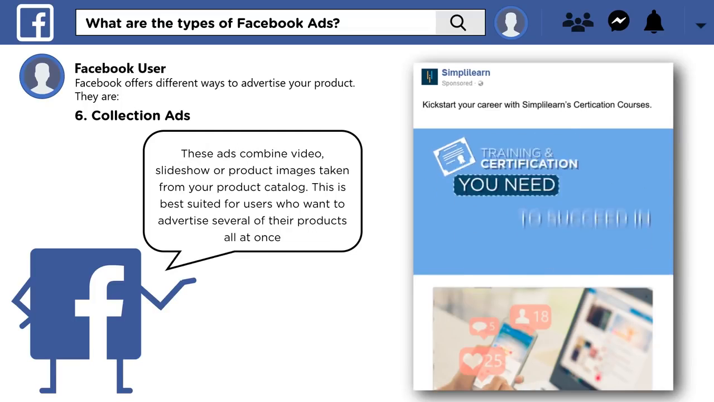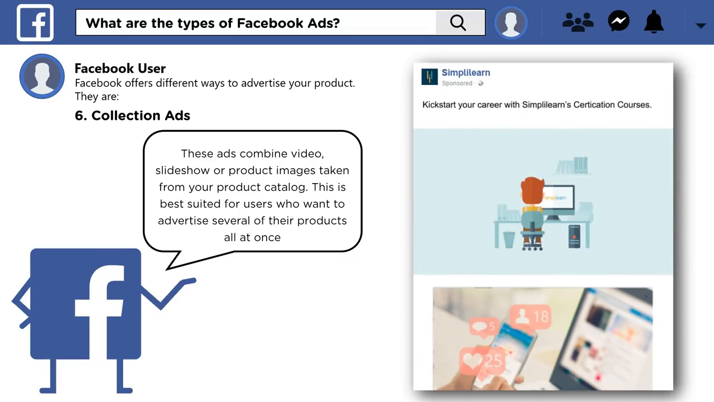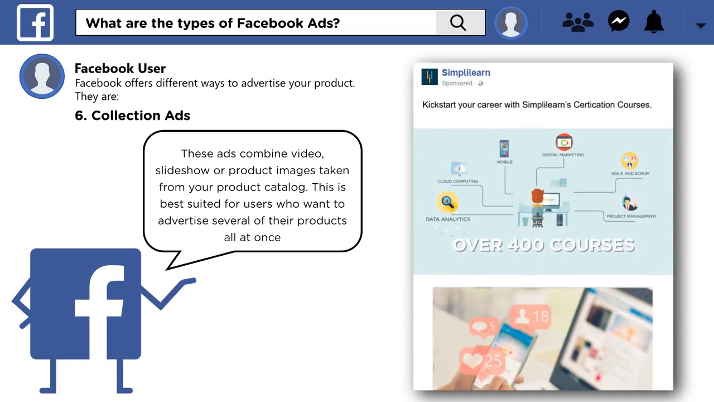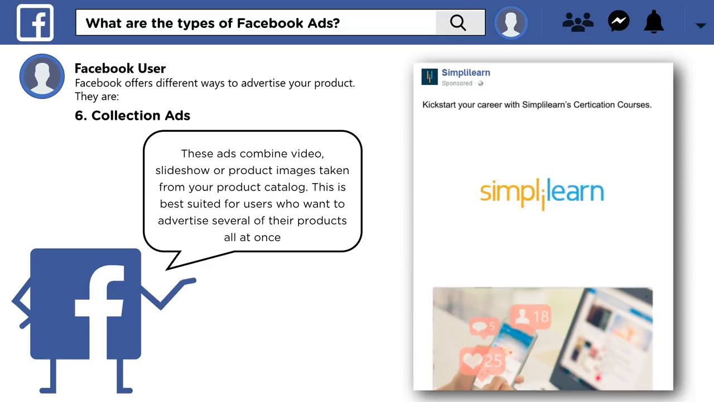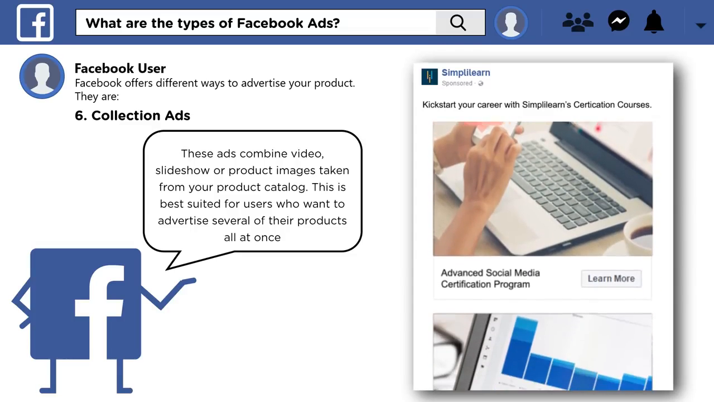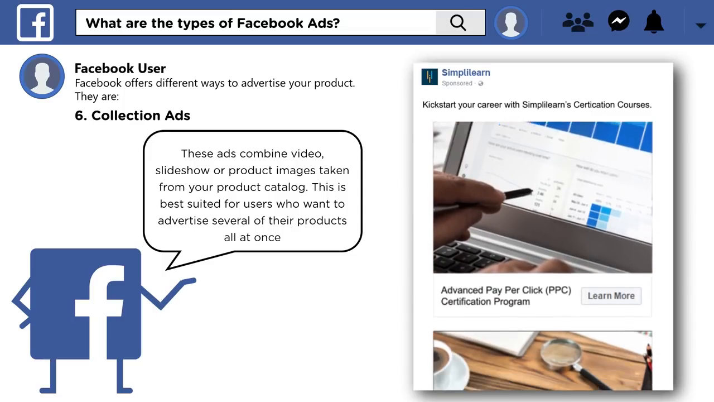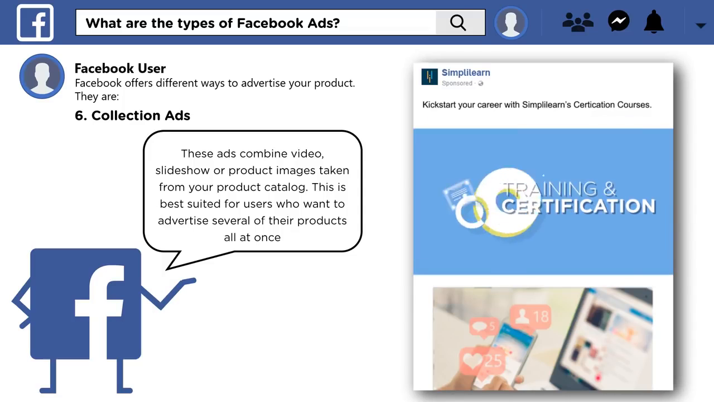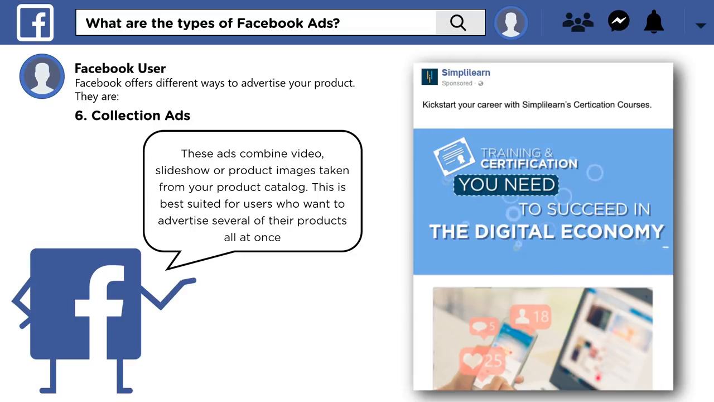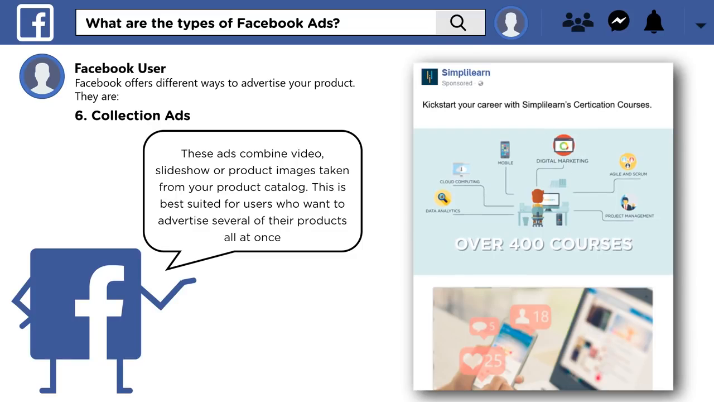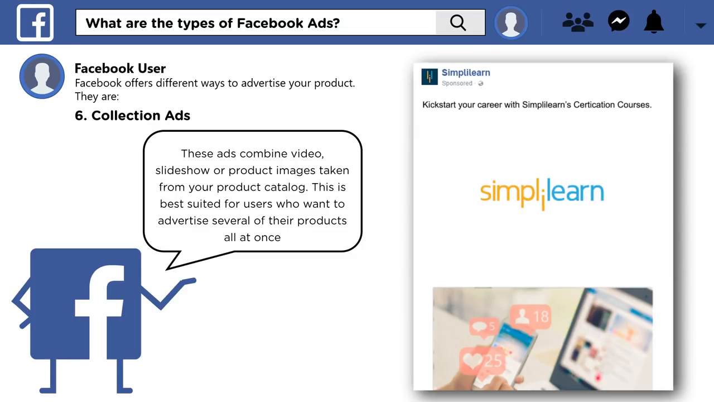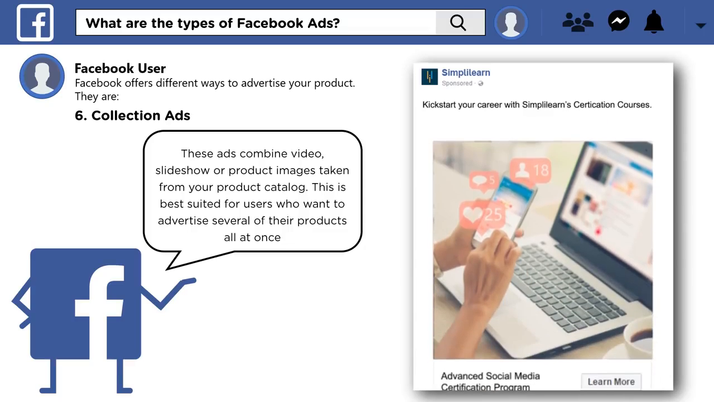And then the last type of ad on Facebook is called a collection ad. And so these ads combine basically your video, your slideshow, or your product images taken from your product catalog. Okay, so if you're an advertiser who wants to advertise several products at once, then this could be a great option for you, the collection ad. So here you could see the Simply Learn example. Here they're showing not only some good slideshows and imagery with some good messaging below that.